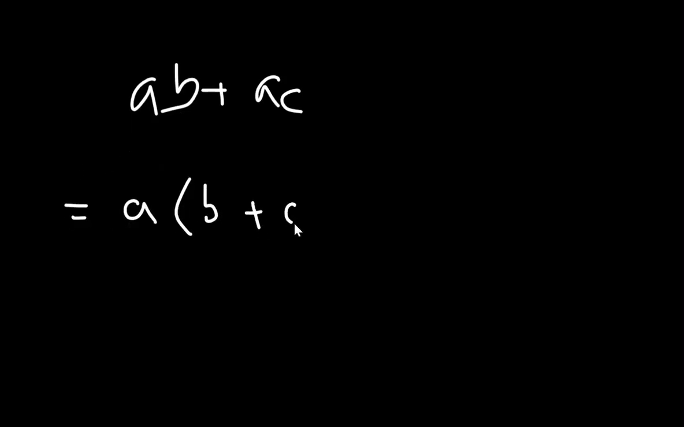So also, something that you should know is that this also works in the opposite way. So AB plus AC is also equal to A times B plus C, right? You can divide both of them by A, you take that outside, and then you are left with the B and the C.